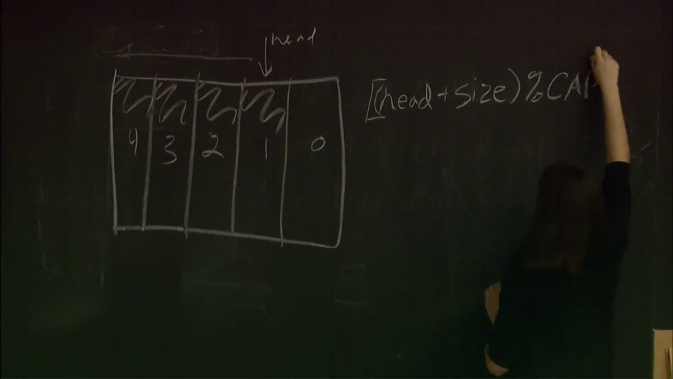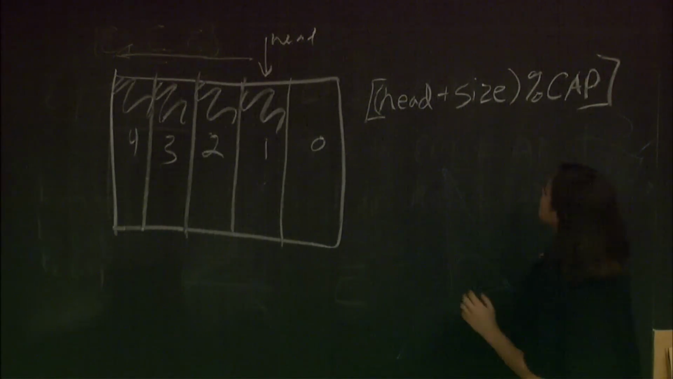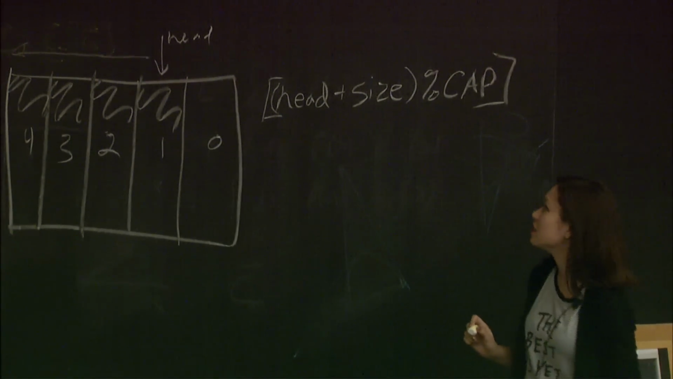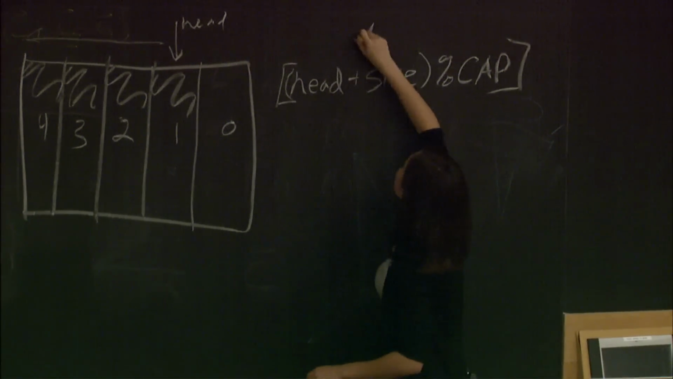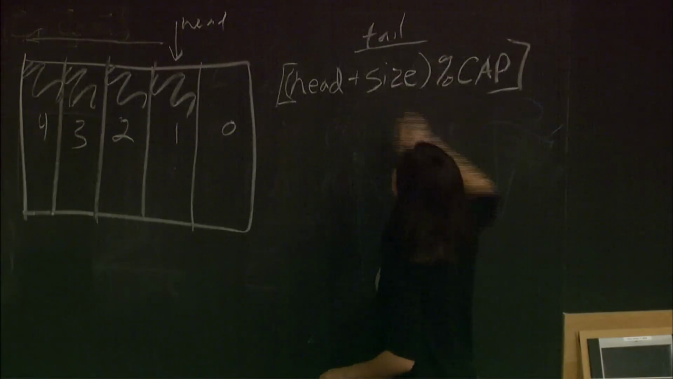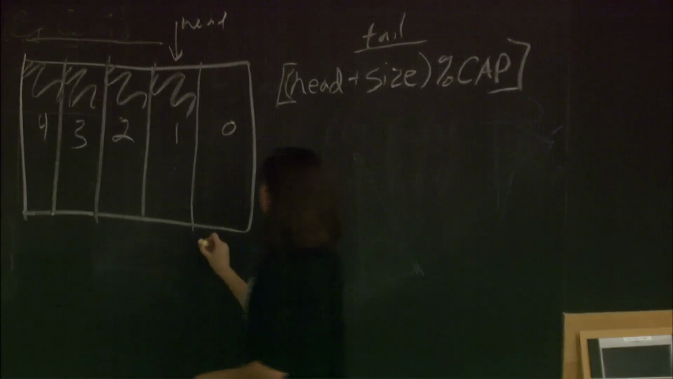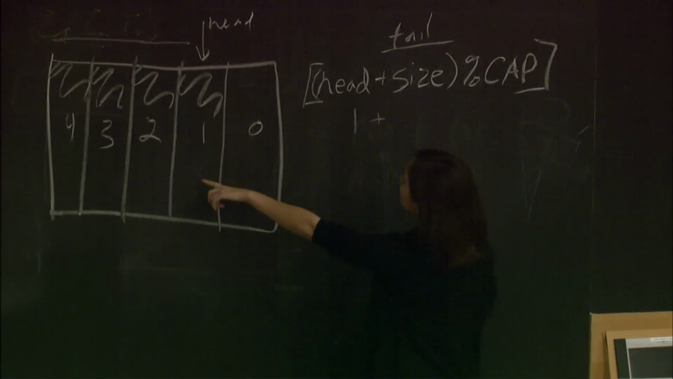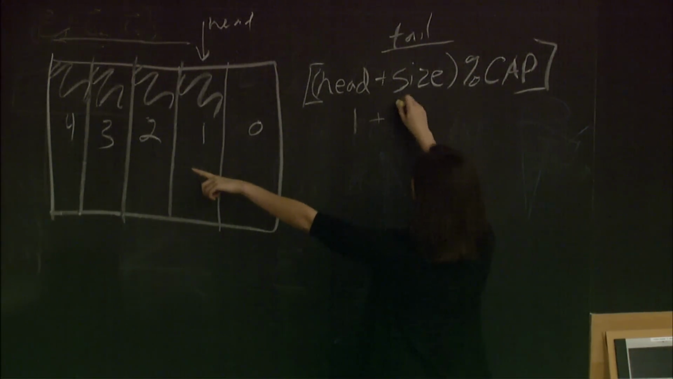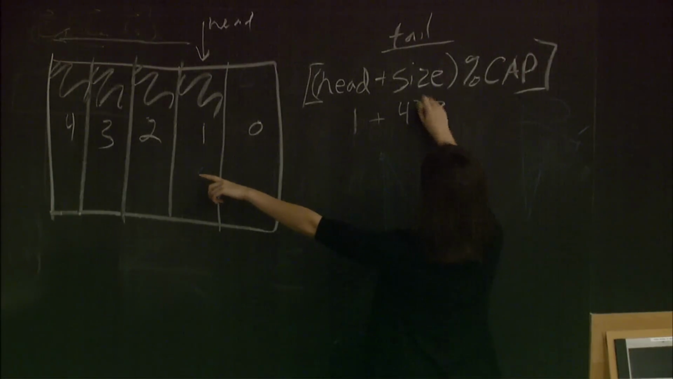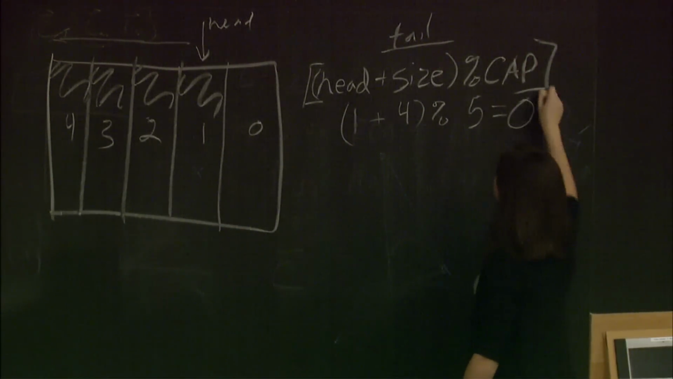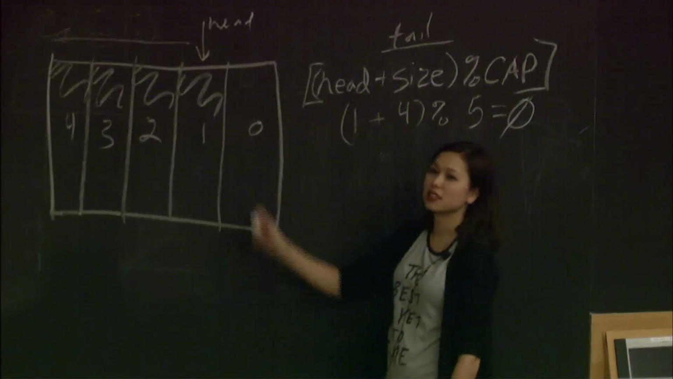So this is capacity. Okay? So this will actually give you where you should do it. Because in this case, our head is at 1. Our size is 4. If we mod that by 5, we get 0, which is where we should input it.